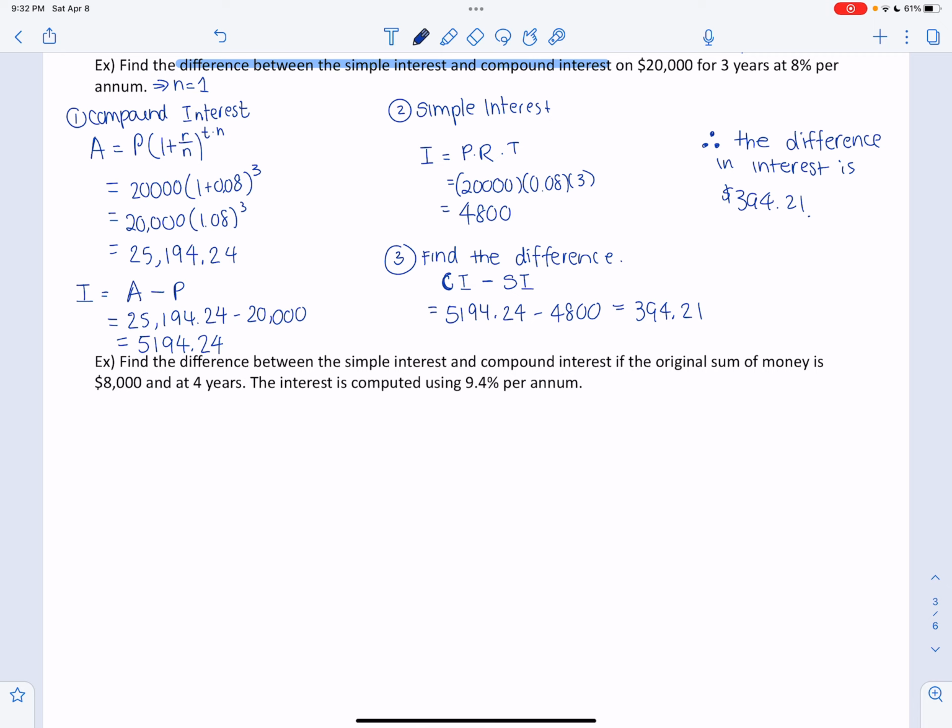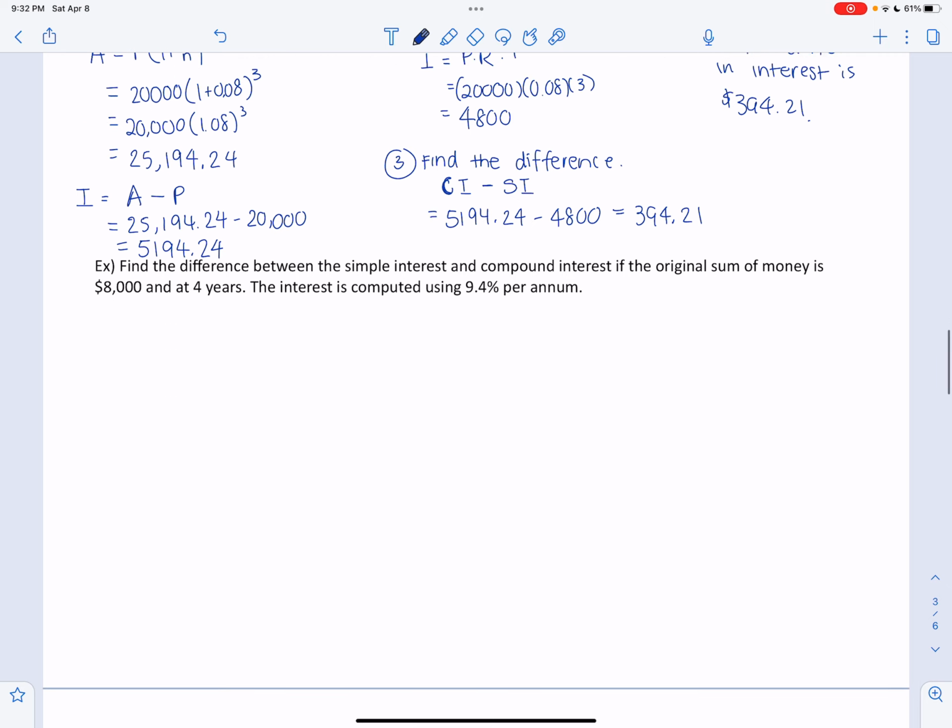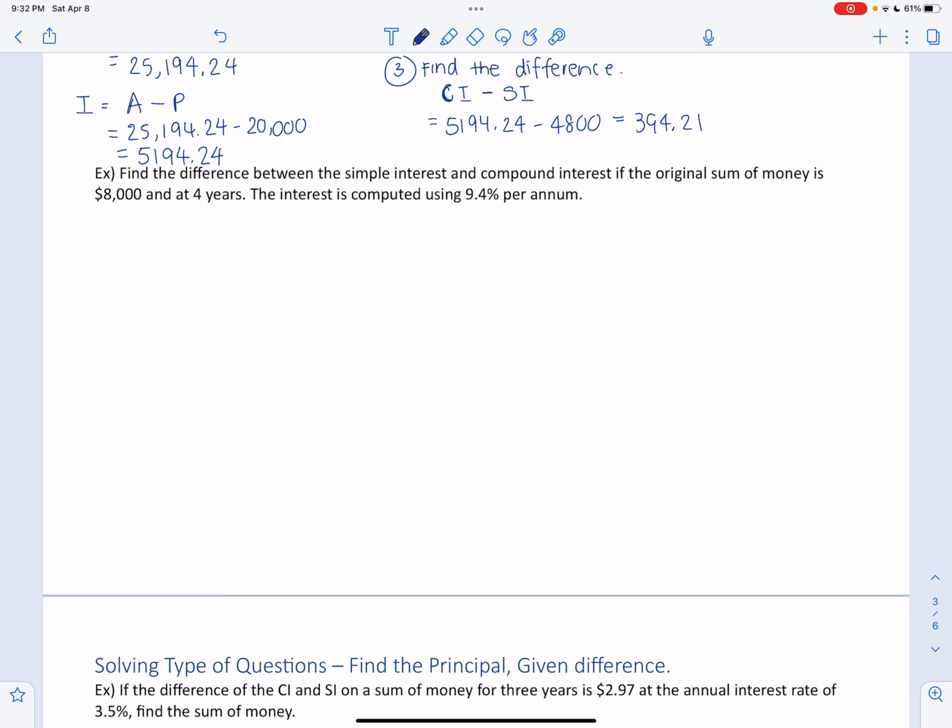Very nice and easy. So again, step 1, what are we looking for in the next question? Find the difference between simple interest and compound interest if the original sum of money is $8,000. So again, these are the keywords. Original sum of money means principal. So the principal is $8,000 for 4 years, and the compound interest rate is 9.4% per year.